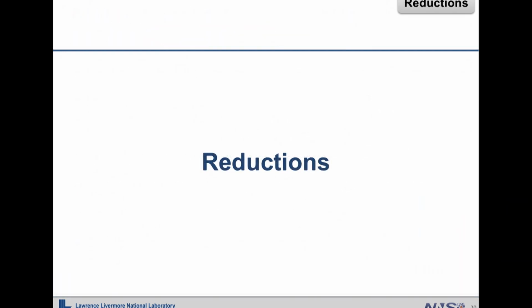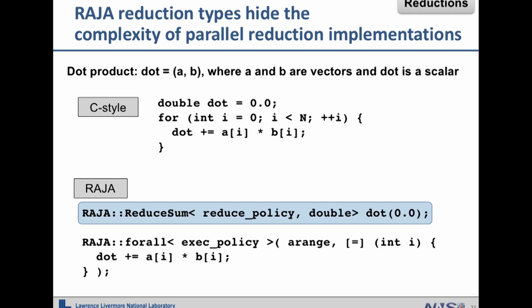So the next thing is going to be reductions, and the whole point of the reduction types is to hide the complexity of the parallel reduction algorithms and implementations, and you just don't need to worry about it. And the semantics always look the same, regardless of where you're actually doing the reduction. So our example here is just a dot product, right? It's fairly simple. But then the RAJA version uses a ReduceSum object, and this class of objects are the RAJA reductions.